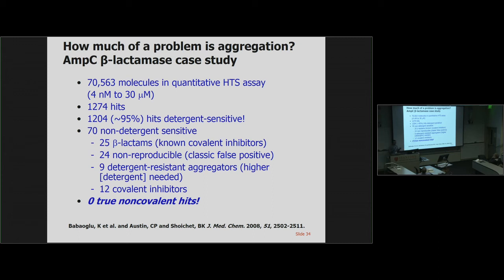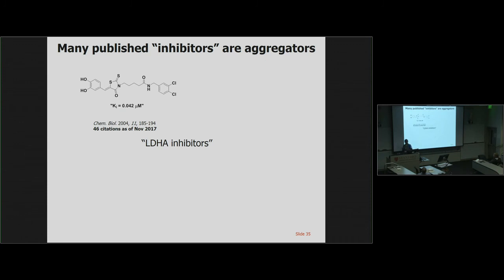And so I think this is just very important to remember that you might not get any hits at all out of your library, or let me rephrase that, you might not get any real hits out of your library. And I think every time you go into a screen, you have to be prepared for that possibility. Unfortunately, not everyone recognizes this, and so you actually get aggregators in the published literature.